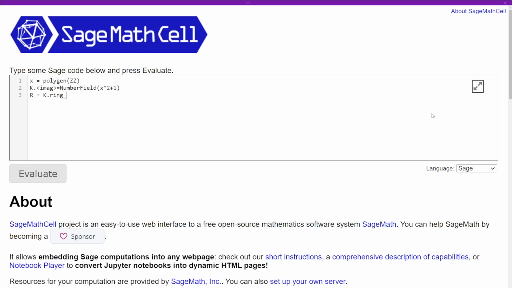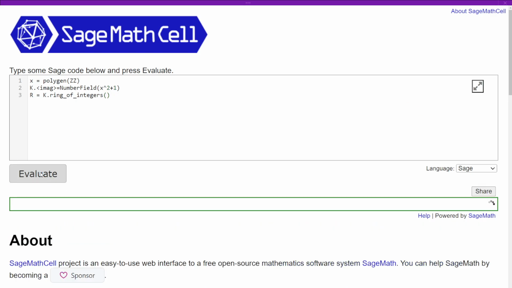And then we're going to say R is going to be K.ring_of_integers. And I forget if I need the parentheses or not. Let's try to evaluate it. Okay, that's fine. Let's ask it for what R is. Okay, so this does some field operation, and then we're going to take the integers inside of that. All right, oh, cool. It even tells us Gaussian integers in the number field. The variable is image. Great.